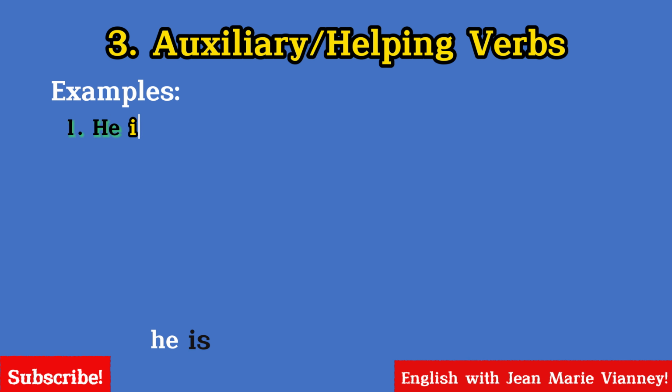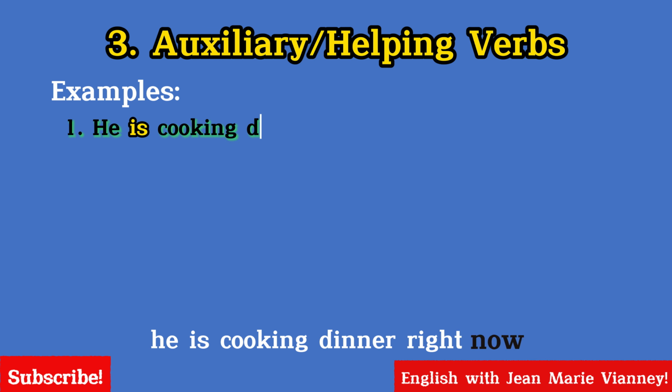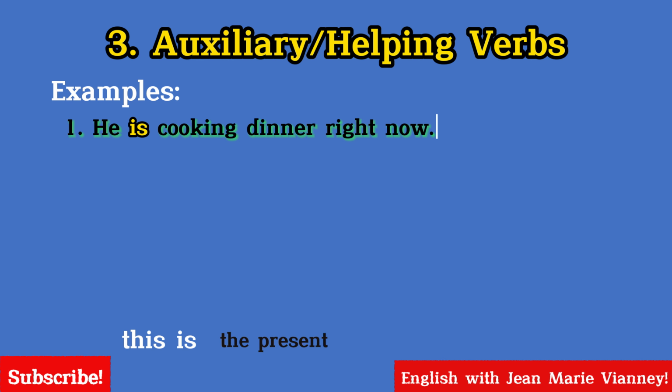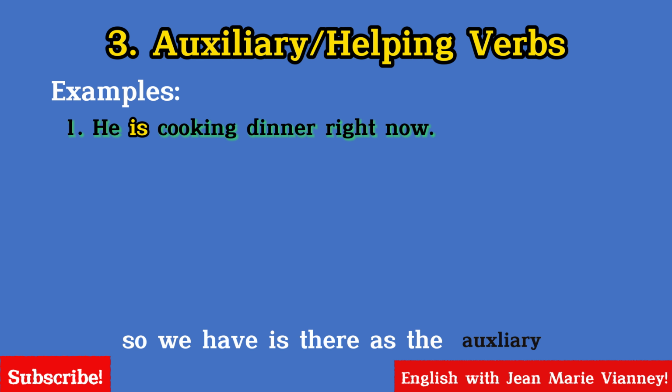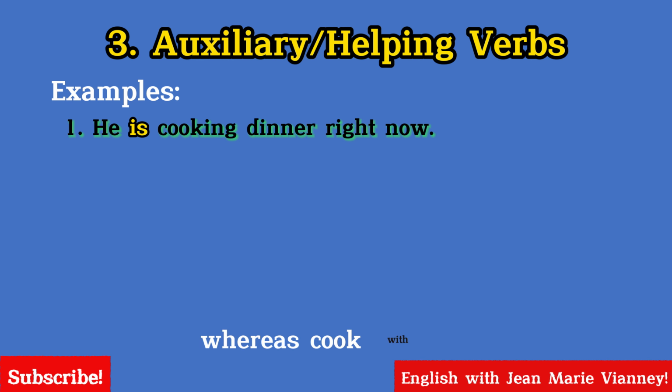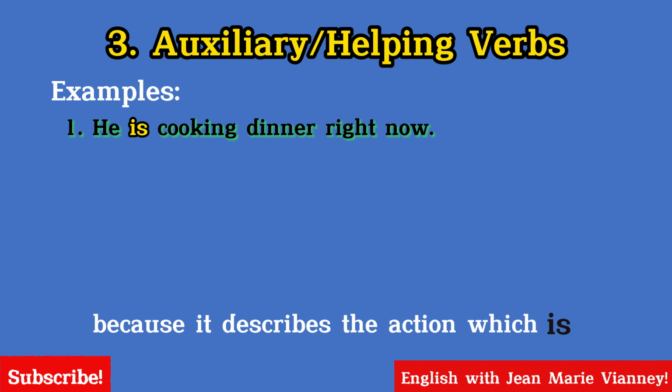He is cooking dinner right now. This is present continuous tense. So we have is there as the auxiliary verb, whereas cook with ing there is acting as a main verb in our sentence because it describes the action which is happening.